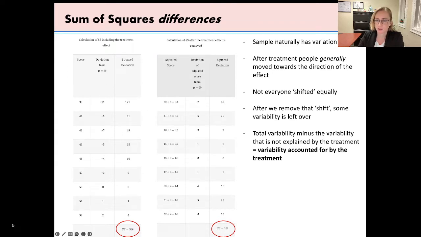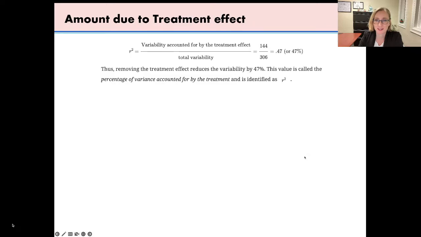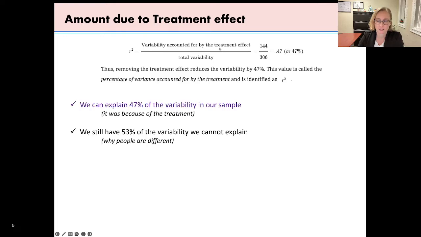So we can do this calculation where we do the total variability minus the variability that's not explained by the treatment, and that's left with the variability that is accounted for by the treatment. I know that's a lot, but let me show it to you like this. So variability accounted for by the treatment effect, actually, here.